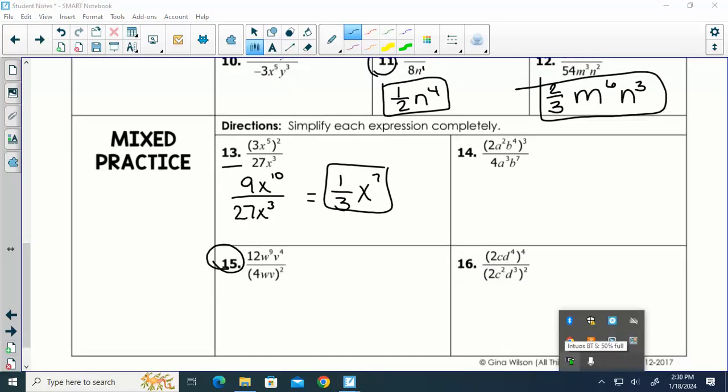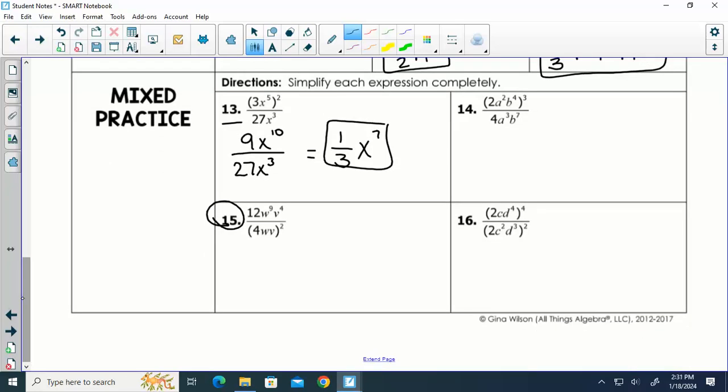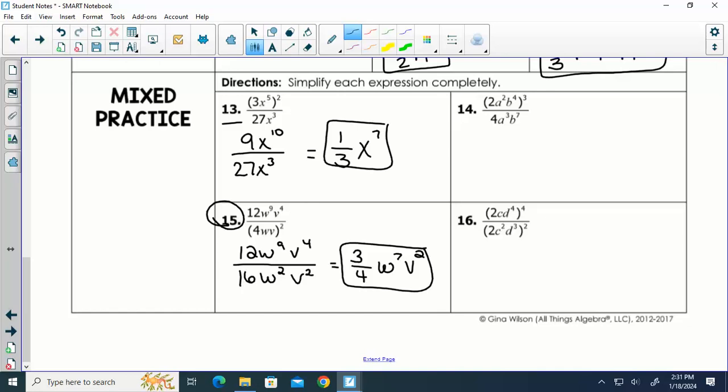What do you do first on 15? The parentheses. So 4 squared is 16. This would become w to the 2nd and b to the 2nd. So 12 over 16, what does that reduce to? 3 over 4. Okay, you have 9, w to the 9th over w squared, so that would be w to the, and b to the, all right, is that one okay?